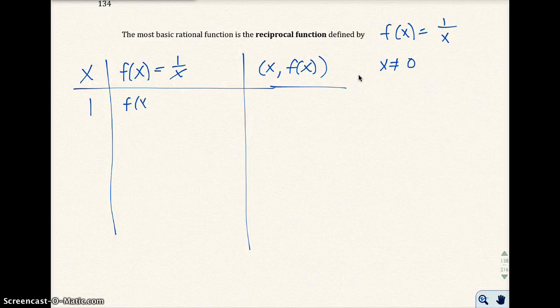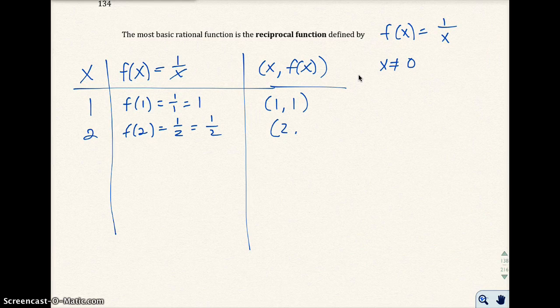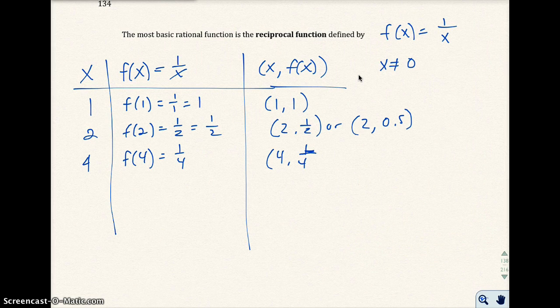So I have f of 1 would equal 1 over 1, which is just 1. So I get 1 comma 1. If I pick 2, I get f of 2 equals 1 over 2, which is 1 half. So 2 and 1 half, or you could do 2 comma 0.5. Do 4, you can do 3 if you want to, but I'll do 4. 1 over 4, which is 1/4, or same thing as 0.25. So I get 4 comma 1/4, and I get 4 and 0.25.